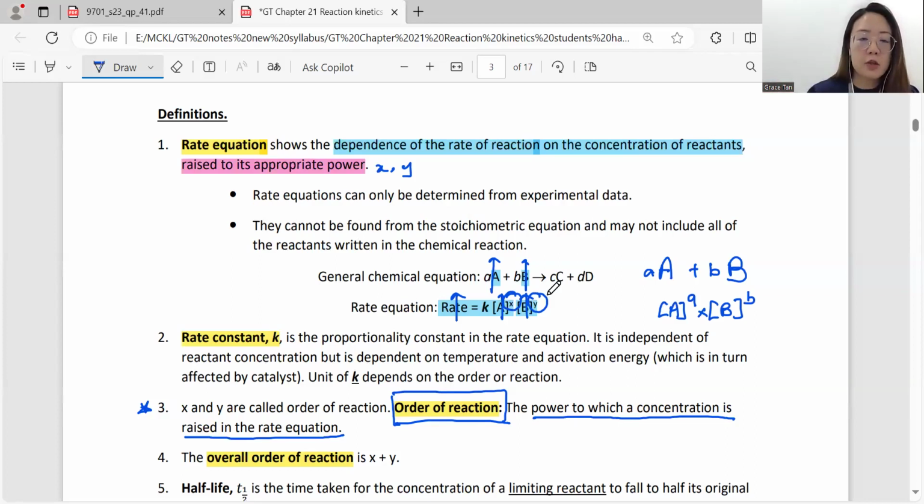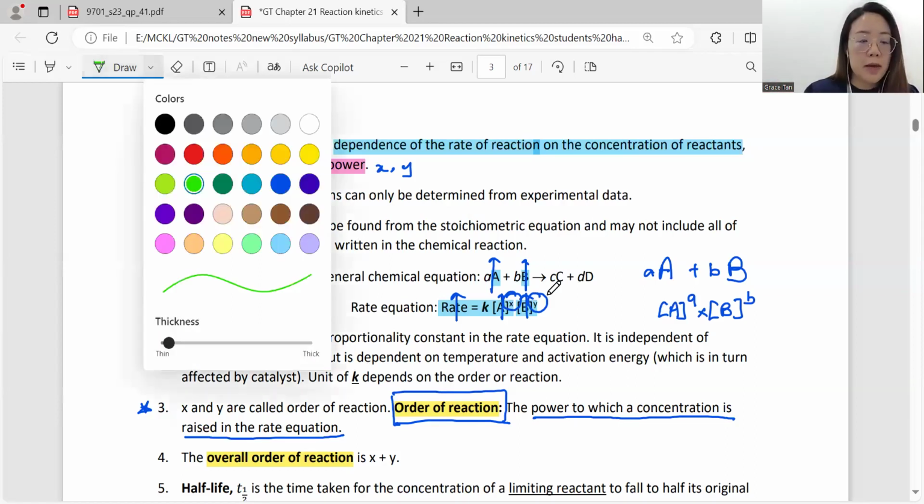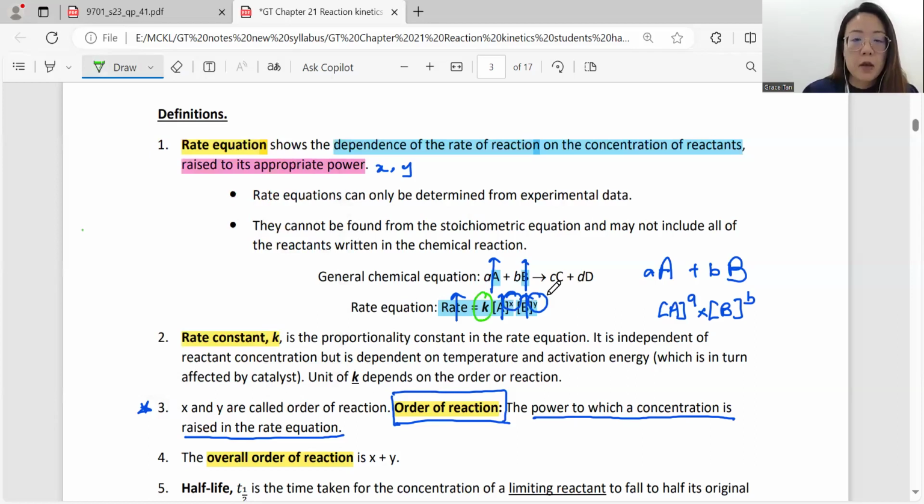Now the second thing I have to introduce to you is your k. Your small k, not big K. Capital K is for your equilibrium constant. This is a small k here. This k is called the rate constant. It's known as the proportionality constant in the rate equation. It's basically a constant, just like Kc and Kp are constants for equilibrium. This is a constant for your rate. So we call this the proportionality constant in the rate equation.